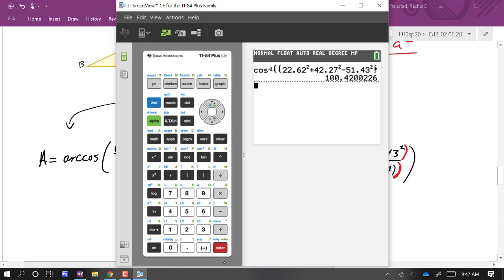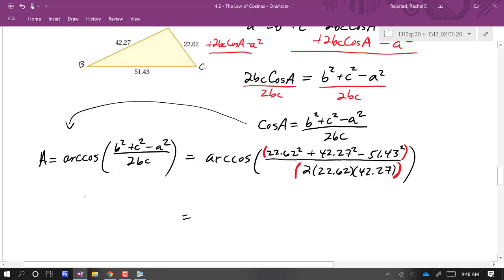If you make a mistake, it might throw a domain error. Because remember, cosine cannot be bigger than 1 or less than -1. So if you do something like forget parentheses, it's quite possible you'll get a value that's bigger than 1 or less than -1, and then it will throw a domain error. If that happens, just go back and reevaluate how you're plugging it into the calculator. So we get 100.4 degrees.